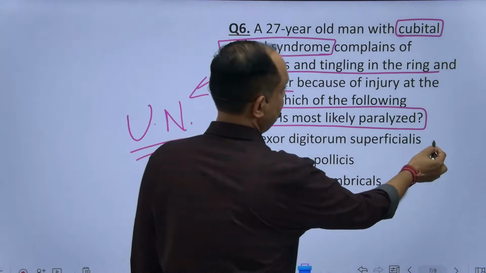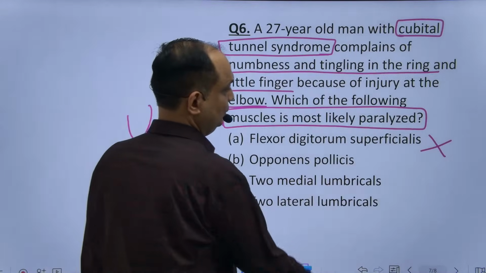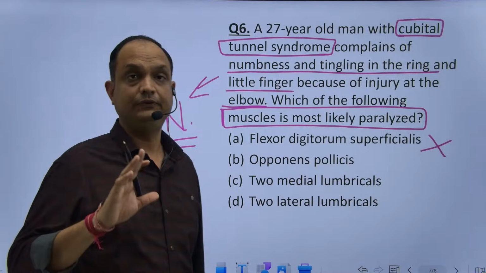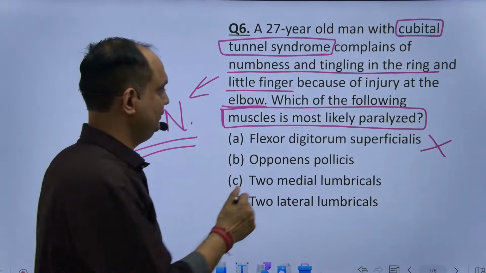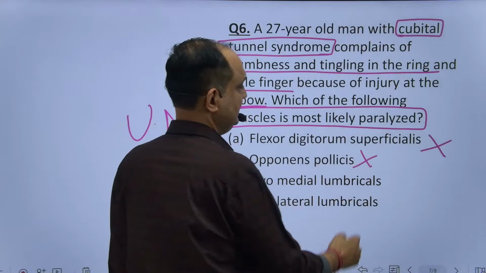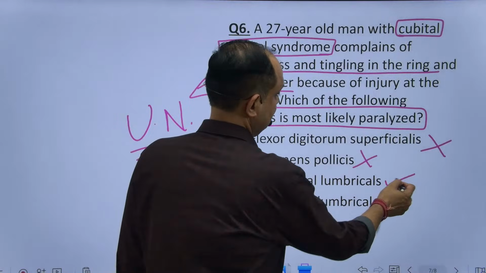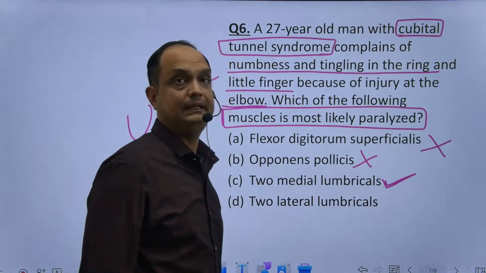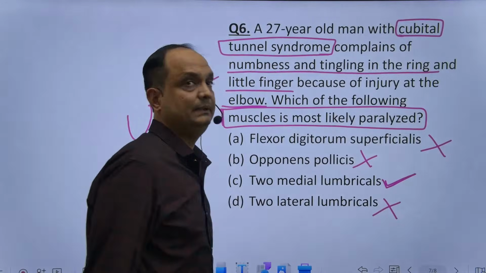Flexor digitorum superficialis, no, it is supplied by the median nerve. Opponens pollicis, I told you, out of the 15, only 5 muscles are supplied by the median nerve, out of which opponens pollicis is again supplied by the median nerve. Medial 2 lumbricals, yes, these are the 2 lumbricals which are supplied by the ulnar nerve, and lateral 2 lumbricals, no, these are again supplied by the median nerve.